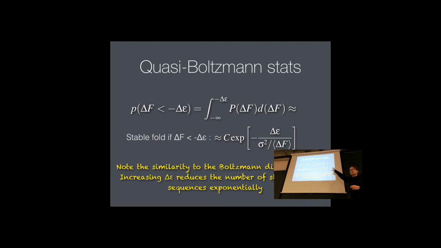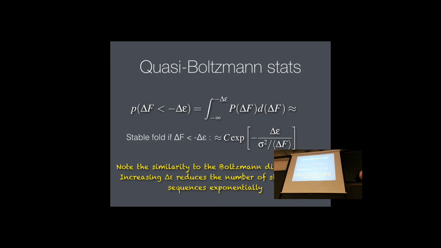So do you recognize features in this? Remember the Boltzmann distribution was C e to the minus delta E over kT. So there is something similar in the form, but the normalization factor here is not kT. It's this sigma square over delta F. And that's why we will be able to see these exponential kind of relationships, but that we don't follow the Boltzmann distribution.